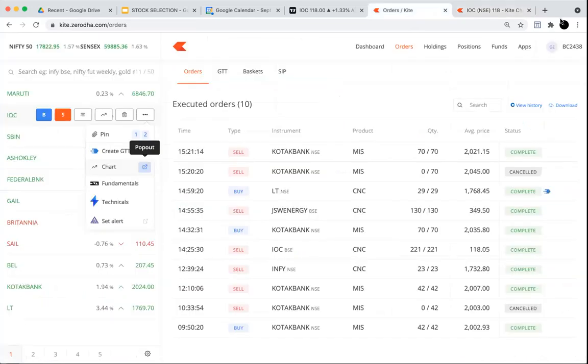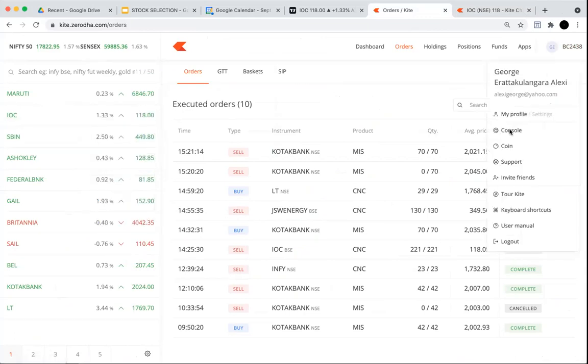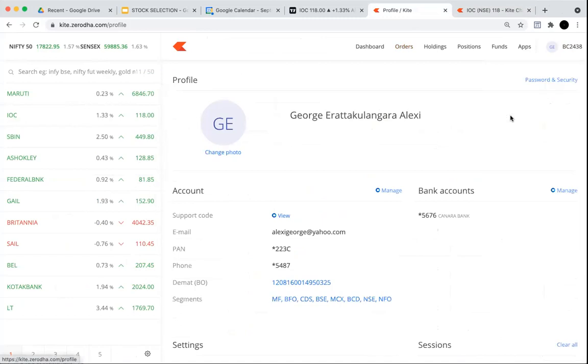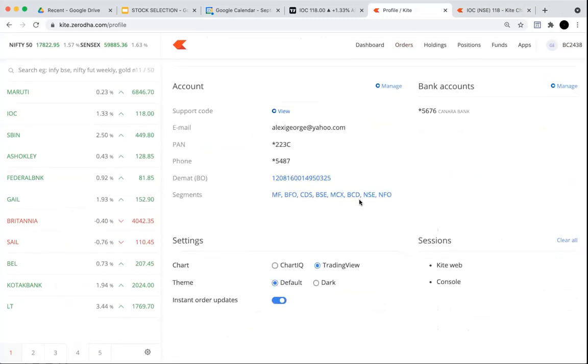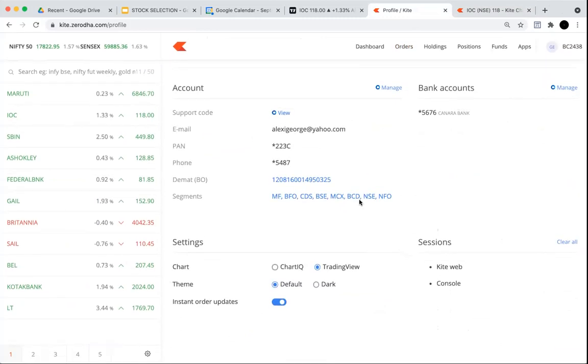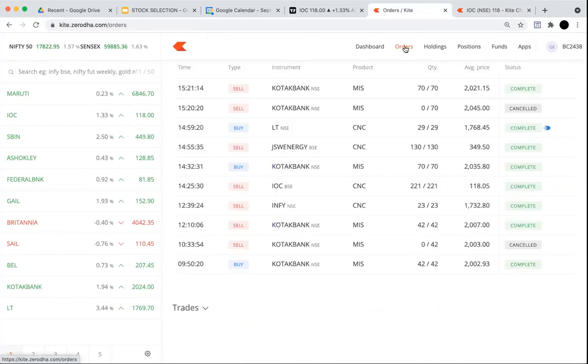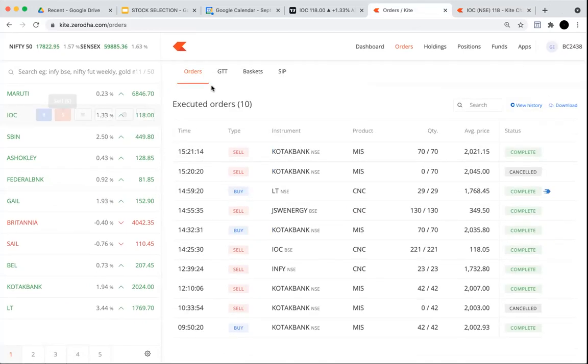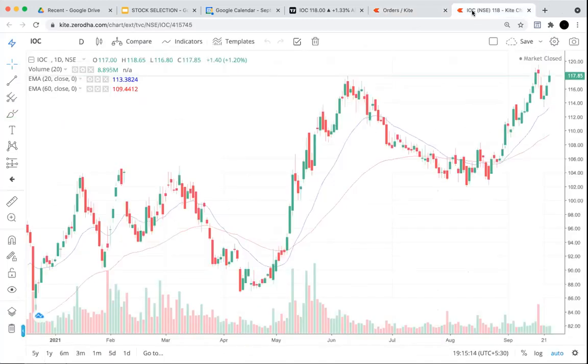And if you want to figure out how to get that trading view, you can simply go to your profile. Yeah, if you go to your profile, here you can select Chart IQ or Trading View. You have both available. Okay, so both are available to you. And then what we'll do is look at Indian Oil IOC right here.